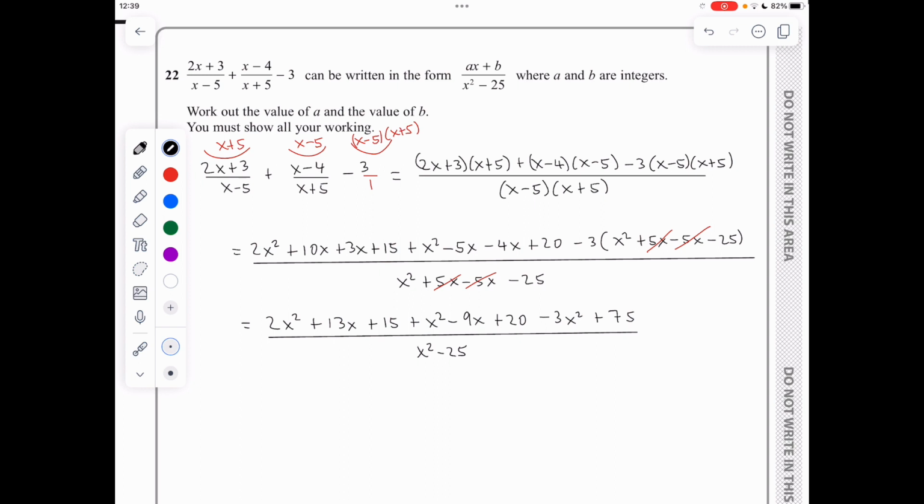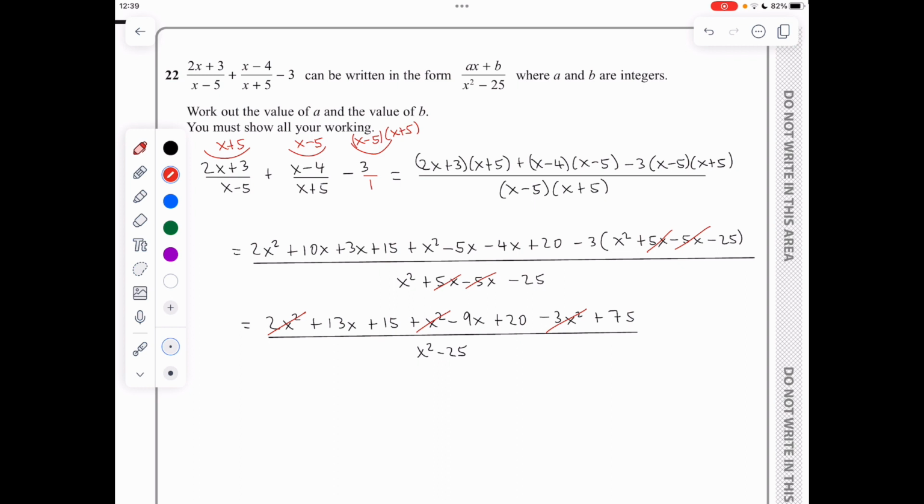Now it's a good sign we have matched the denominator shown in the form of the answer we need to arrive at. Now we need to simplify the numerator. We've got 2x squared plus x squared minus 3x squared. They vanish.